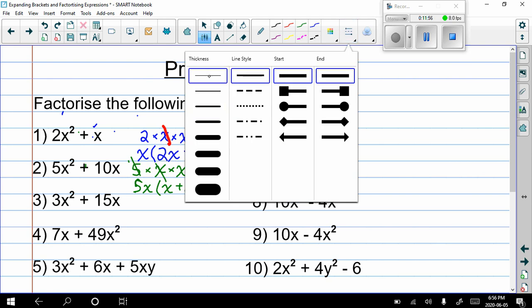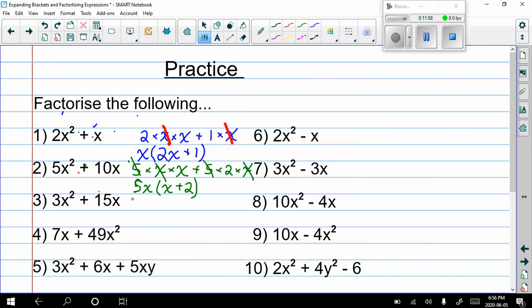Next one, our highest common factor is 3. So we want to write as 3 times by x plus 3 times by 5 times by x. Cross out the 3s, cross out an x, and we're left with 3x bracket x plus 5.